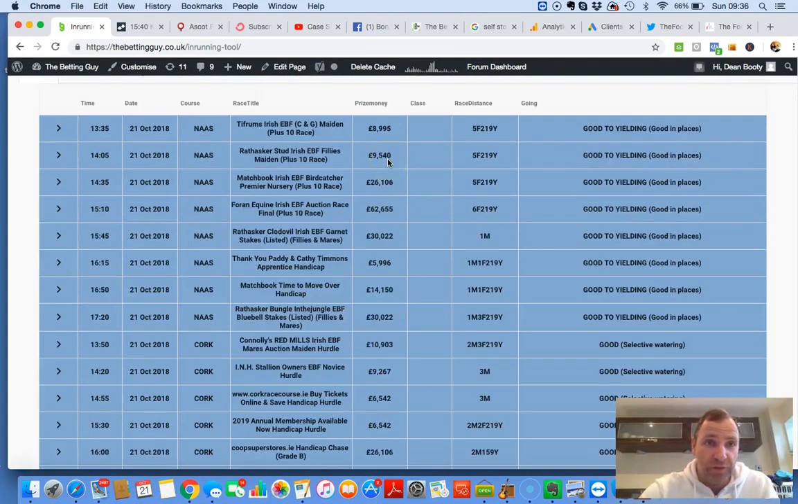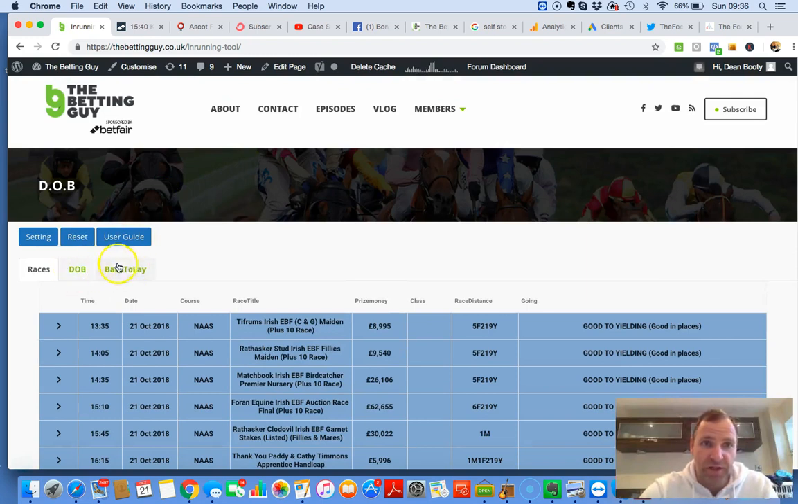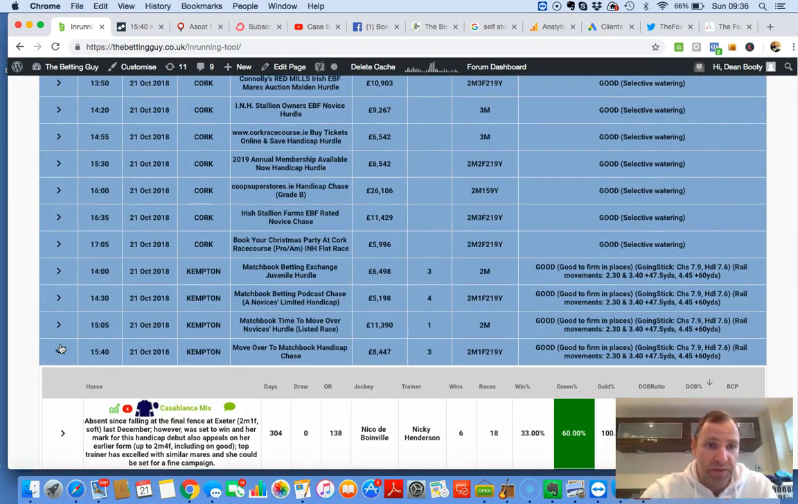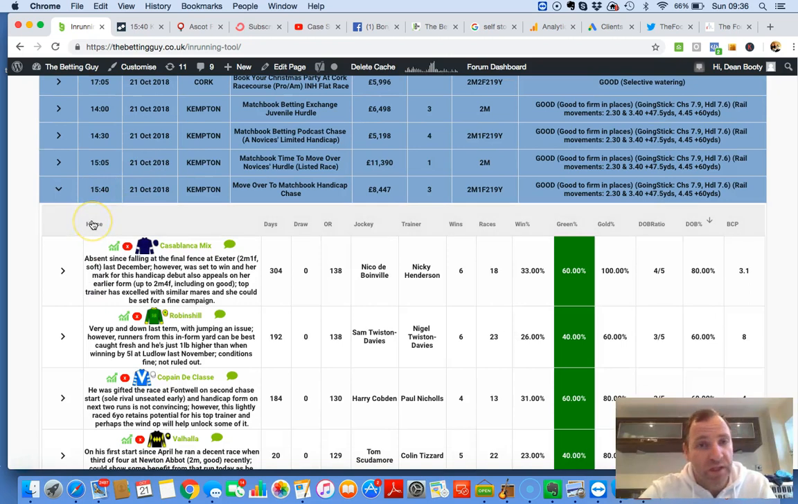We obviously have Dobs, which is a very popular section in Back to Lay. But another popular section for me is the races tab. If you want to see a particular race and you want to analyse it a little bit further, then you can do that here.